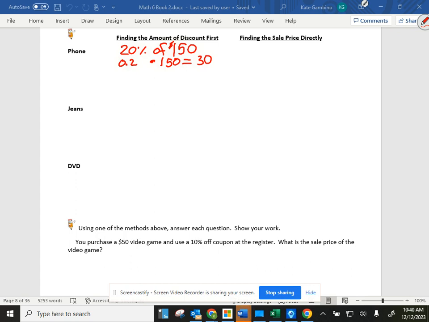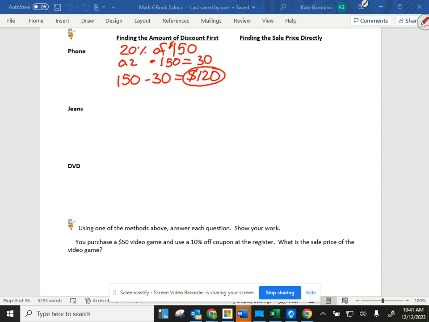So what do I have to do to find the sale price, Melanie? 150 minus 30. I have to do that 150 cost of the phone, subtract out the sale of $30, and I'm left with my new price of $120. So that's one method of finding these, is by finding out what the discount is and subtracting it off.